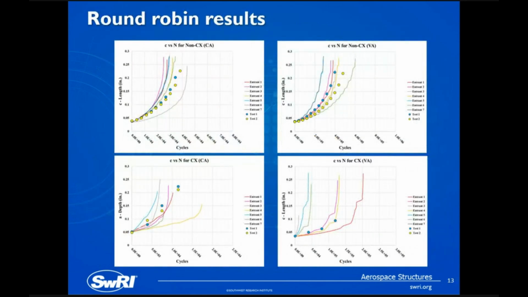So here you see the results from the round robin for each of our four different configurations. This is the open non-cold worked hole with constant amplitude loading, non-cold worked hole with variable amplitude loading, cold worked hole with constant amplitude loading, and cold worked hole with variable amplitude loading. My analysis with NASGRO is entrant 1 in the red, and Dave's analysis with AFGRO is entrant 2 in the pink. You can see in the first one here, that was a very simple problem.